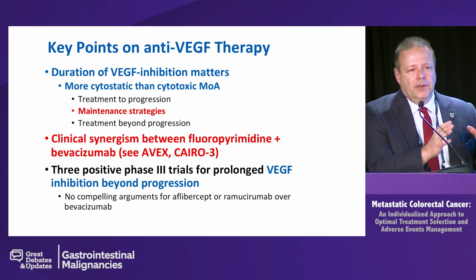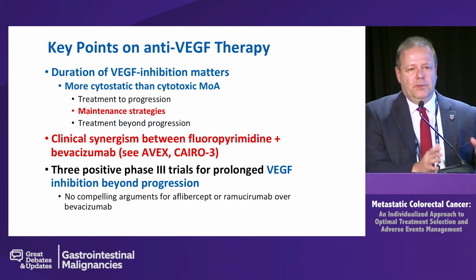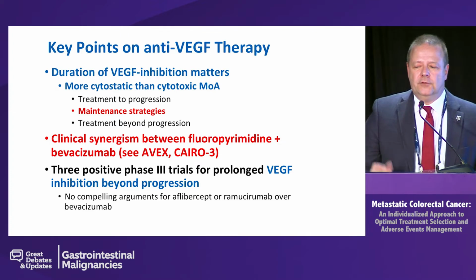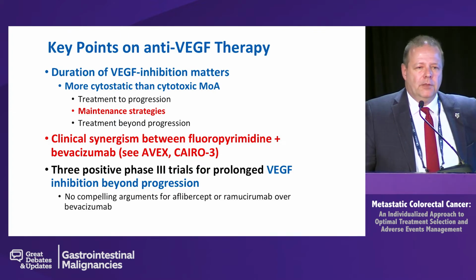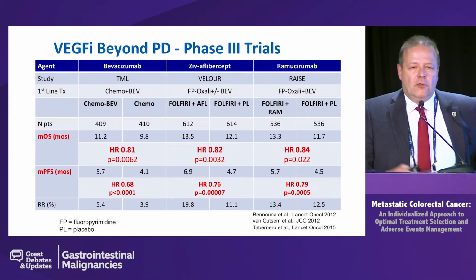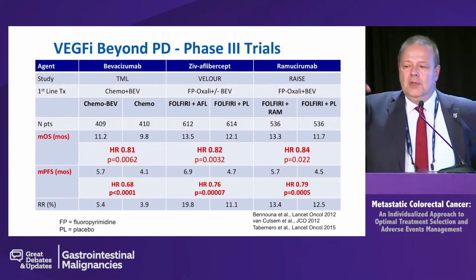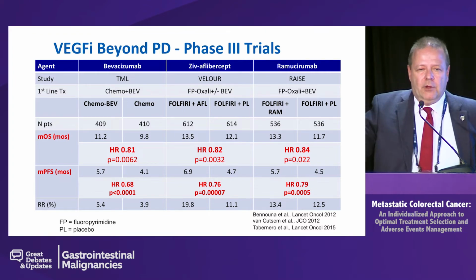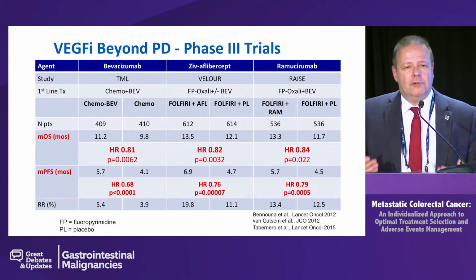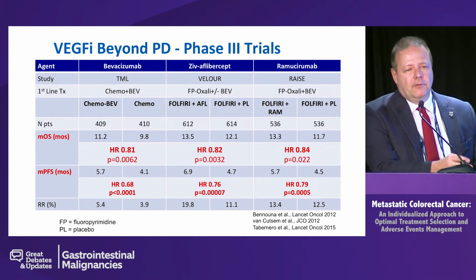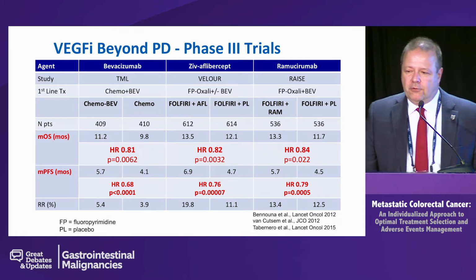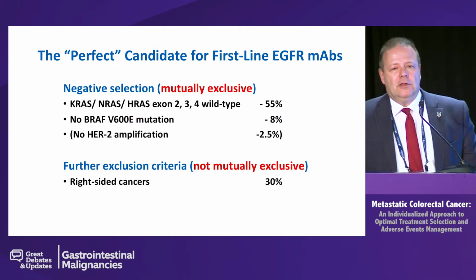So even if tumors might be resistant to one chemotherapy, they might be still sensitive to continued VEGF inhibition beyond progression. We have actually 3 positive phase 3 trials that look at VEGF inhibition beyond progression. And those are the ones with different drugs, bevacizumab, aflibercept, and ramucirumab. They all showed a moderate but real improvement in overall survival when VEGF inhibition was carried from first into second-line treatment beyond progression. Now, EGF receptor antibodies are different.